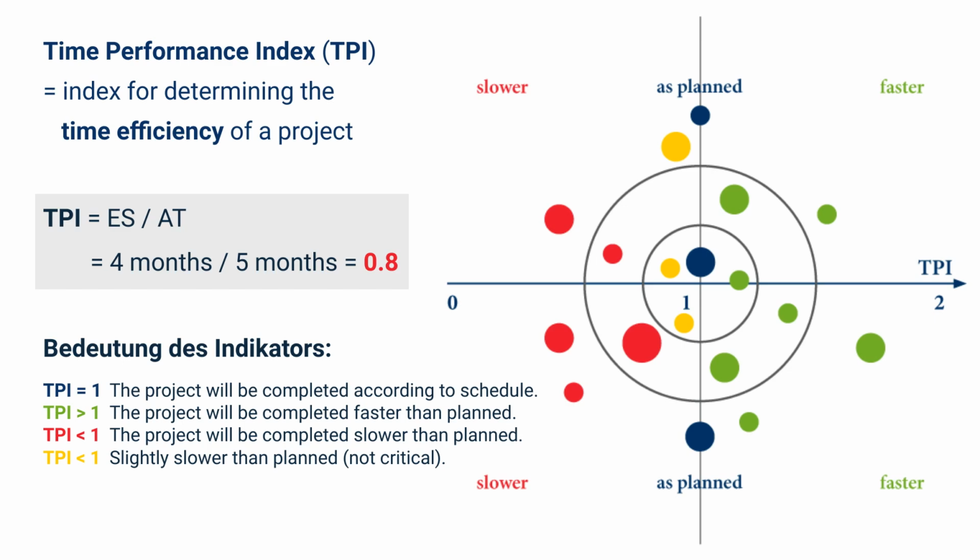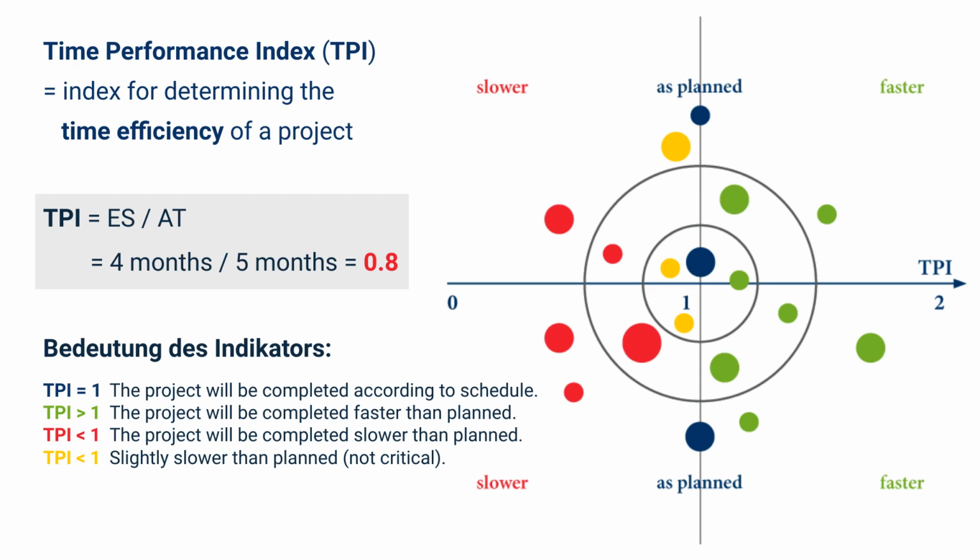The Time Performance Index, TPI, assesses the efficiency of the project's time progression. It is calculated by dividing the earned schedule by the actual time spent on the project. A TPI of 1 indicates that the time actually taken matches the planned time, illustrated in the adjacent graph by the blue dots on the planned axis. A TPI greater than 1 indicates that the project is progressing faster than planned. The green dots to the right of the planning axis illustrate this favorable outcome.